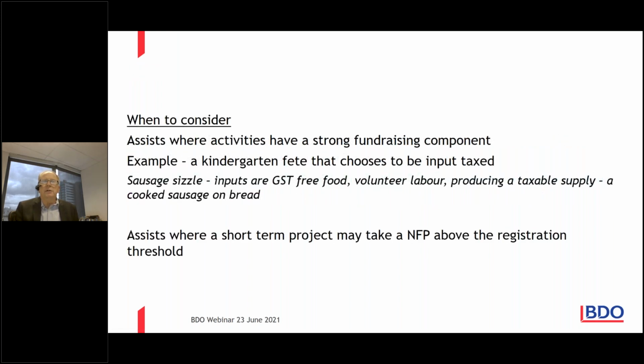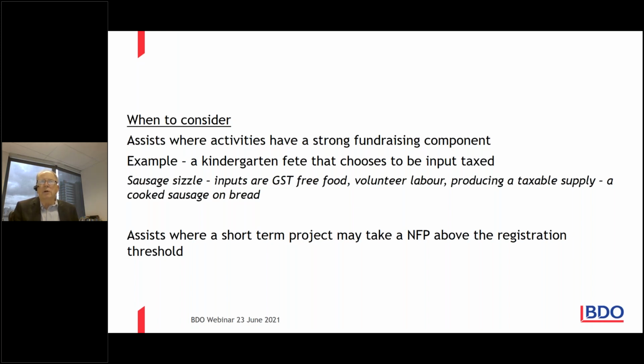So it assists where you've got a strong fundraising component. Now, for many of us, we've had that involvement with kindergartens or schools, if we're supporting our kids or friends. And I'm sure many of you know the game. You cook a cake at home, you take it along, you donate it, and you buy someone else's cake and you take it home.